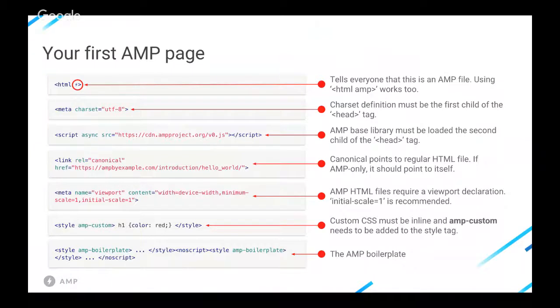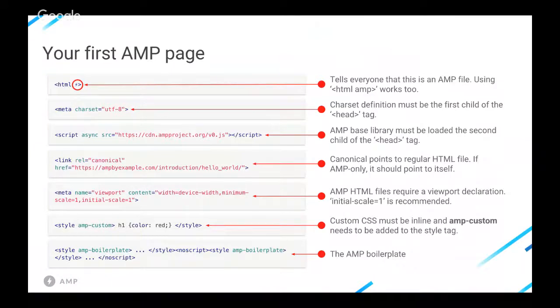And last but not least, you're going to add the AMP boilerplate, which basically adds some general styling that allows you to implement features. So think of it as a framework, and then with the custom CSS, you can tweak it a little bit to match your current design. This is your first AMP page.